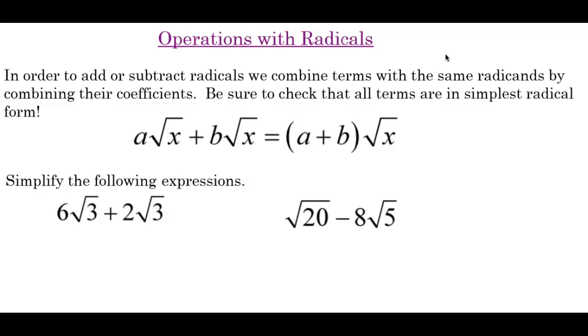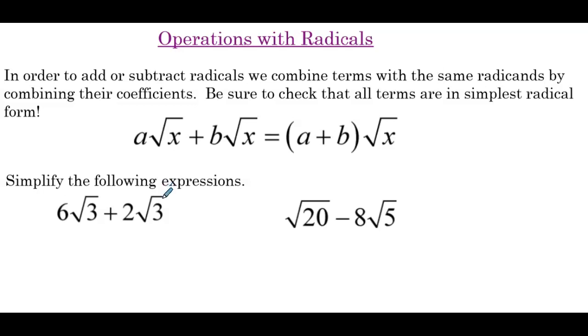Now something to watch out for is we want to be sure to check that all terms are in simplest radical form first, because we may have a problem like the square root of 2 plus the square root of 8, which seems on the surface that we don't have like terms, but if we simplify the square root of 8, we would get 2 times the square root of 2, and then the square root of 2 plus 2 times the square root of 2 indicates that we do have like terms. Okay, so something to watch out for.